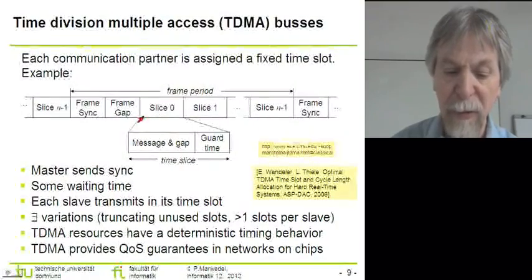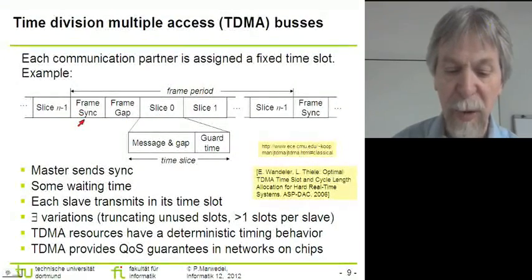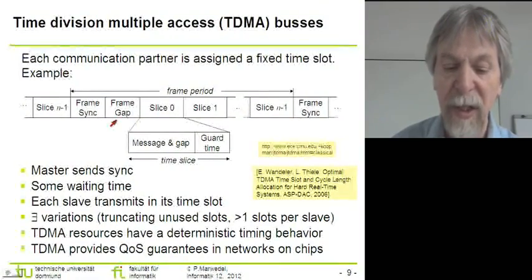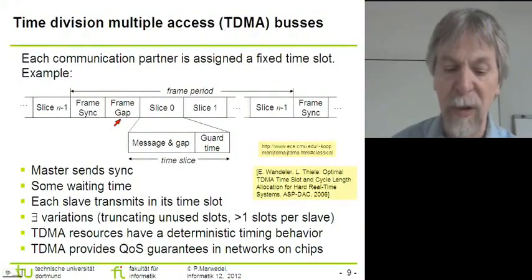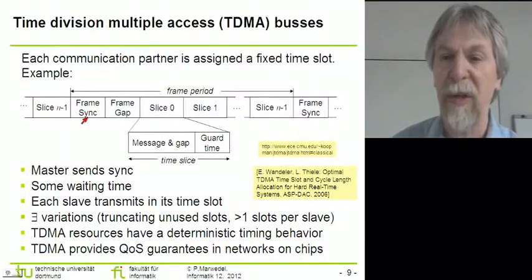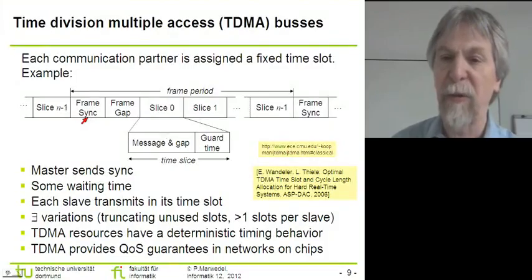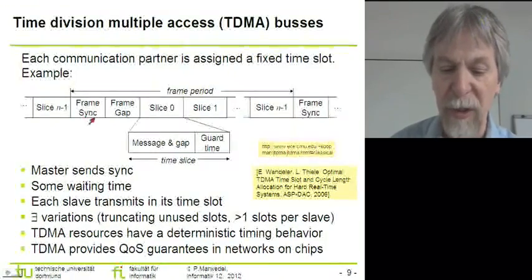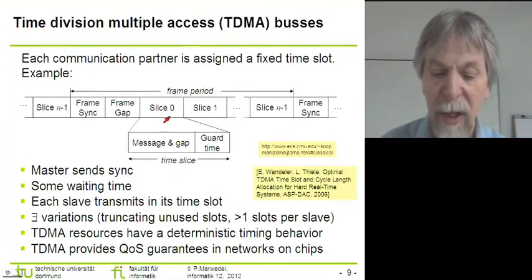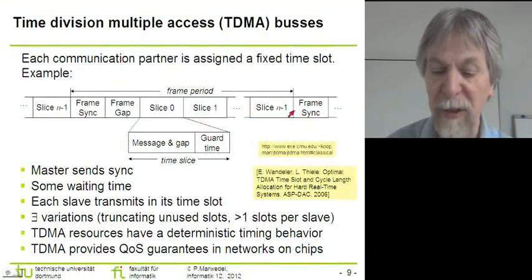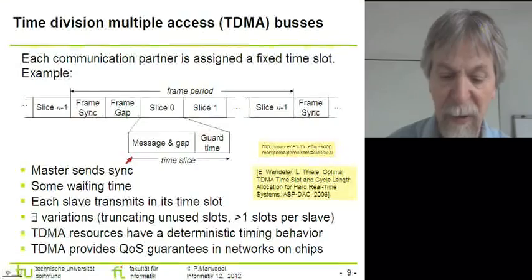So during such a frame, we typically have the indication that the frame is somehow starting. There is a certain frame gap which may be needed because the synchronization character is transmitted from a communication partner different than the one communicating the first slice. And then we have a sequence of slices, and then the whole process is repeated.